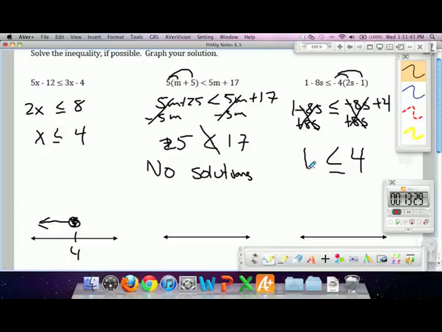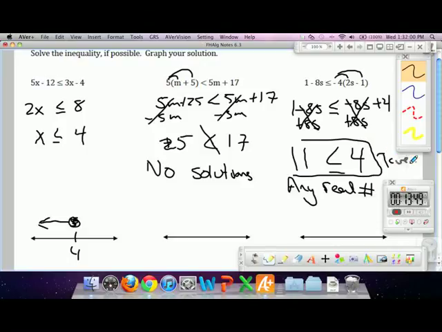You could have picked any real number. Any real number works. Why? Because this inequality is true. Okay, so how do I graph any real number? Where does any real number fall on the number line? Anywhere. So how do I represent everywhere on the number line? Arrow both ways. How about I just draw an arrow that covers the entire number line? That would graph all real numbers.